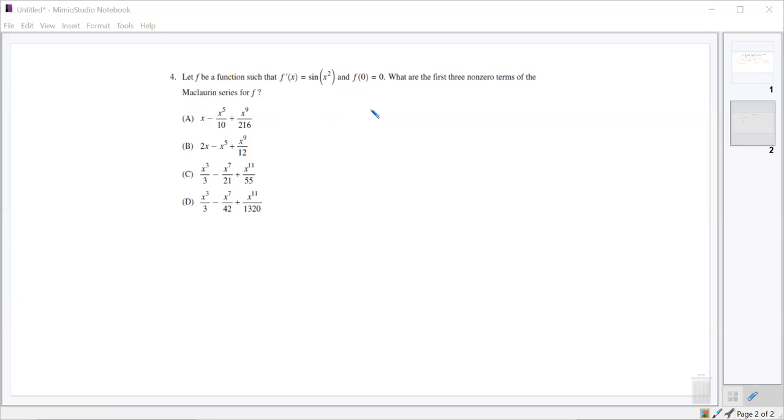So all we got to do then is, we know that f of 0 is 0. So our first term is 0. That's not a non-zero term, so I'll have to worry about the rest of those in a minute. Then f prime of 0, we plug in 0 to this, should end up getting 0. So 0 x to the first over 1 factorial. What's the derivative of sine of x squared to find f double prime? That should be 2x times the cosine of x squared, which is also going to be at 0 equal to 0.